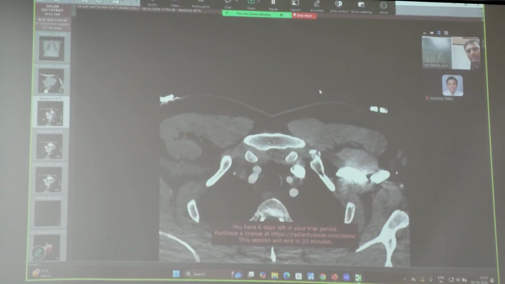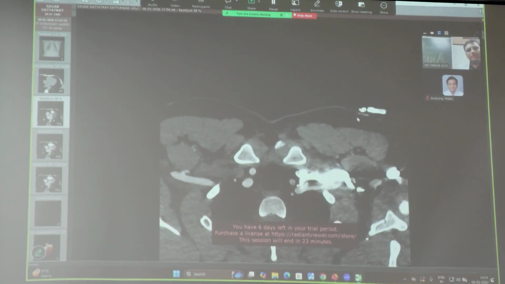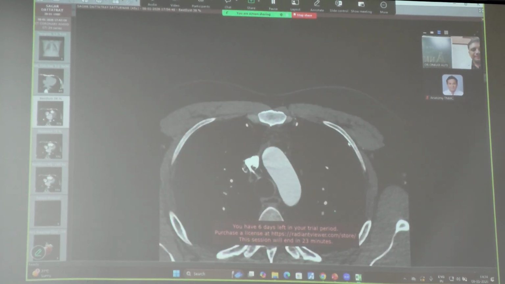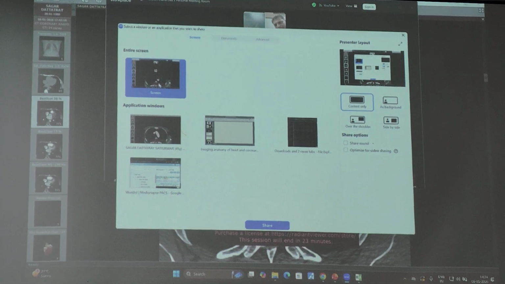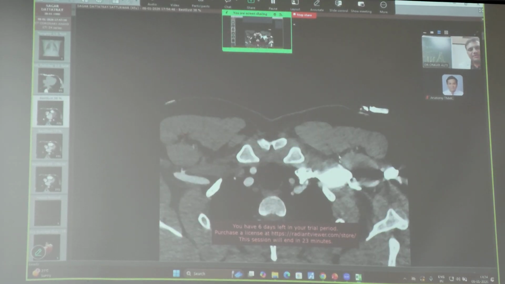Okay. So this side is left or right? Left. You are able to see my cursor, right? Okay. So the venous line is put on the left antecubital vein. So now you can see this bright blush of the contrast over here. Okay, so can you see this blush of contrast? So we'll follow this contrast.